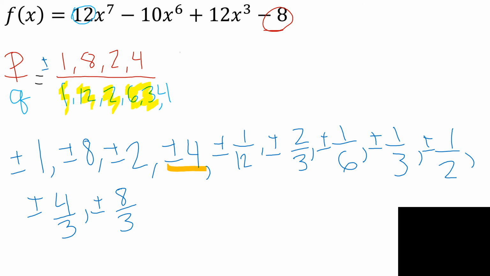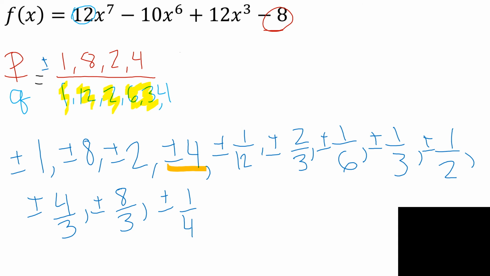And then over 4. I've got 1 over 4, which I actually don't have 1/4 already. That's weird. 8 over 4, which is 2. 2 over 4, which is 1/2. And 4 over 4, which is 1.